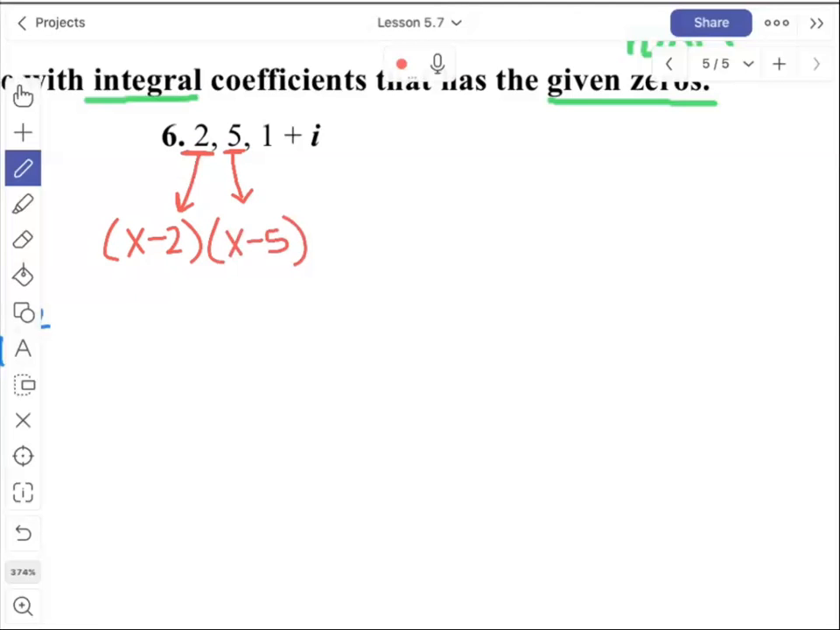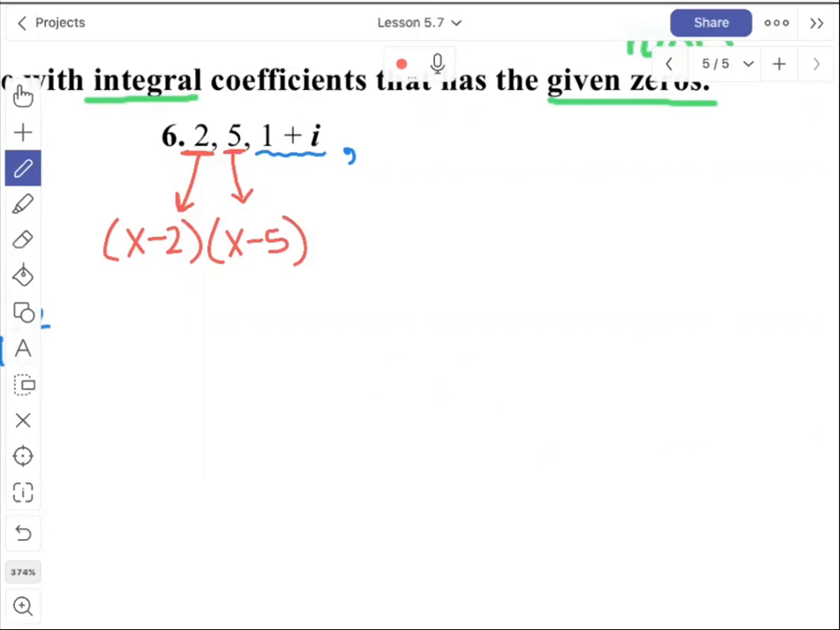Now, this next one, ooh, I have an i. So if I have an i, I need to make sure I have the conjugate. So I have 1 plus i, which means its conjugate must be a factor. Let's go to Michael P. What would be 1 plus i's conjugate? Would it be -1 minus i? Ooh, close.